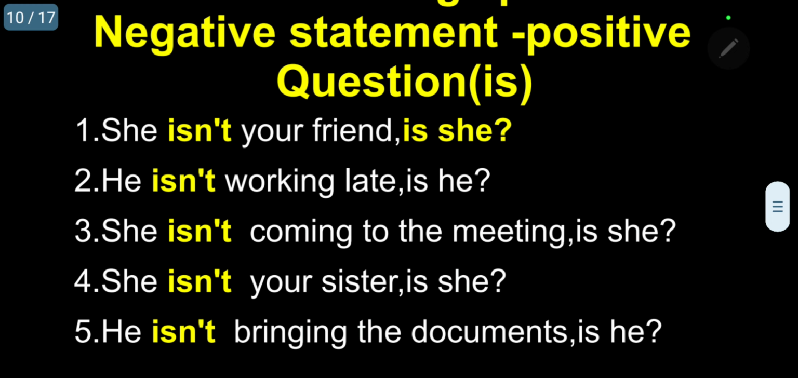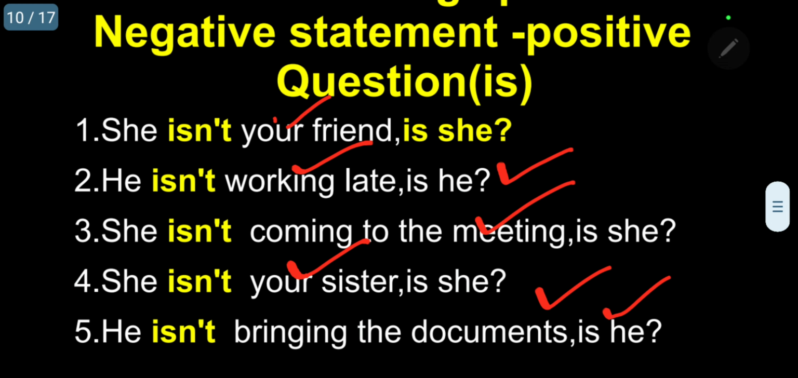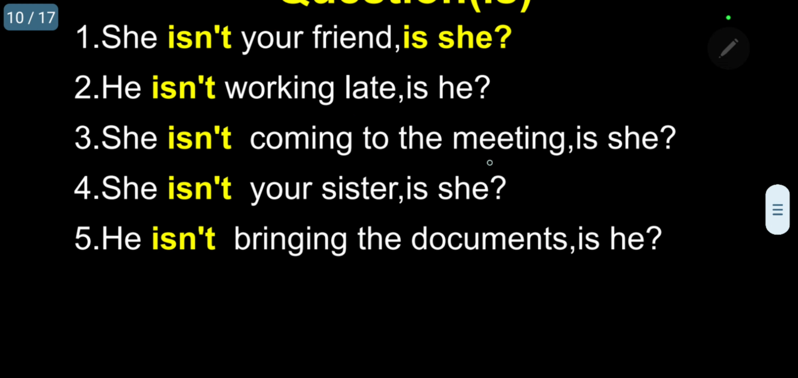She isn't your friend. Is she? He isn't working late. Is he? She isn't coming to the meeting. Is she? She isn't your sister. Is she? He isn't bringing the document. Is he? In all the cases, the statement is negative and the tag question is positive.